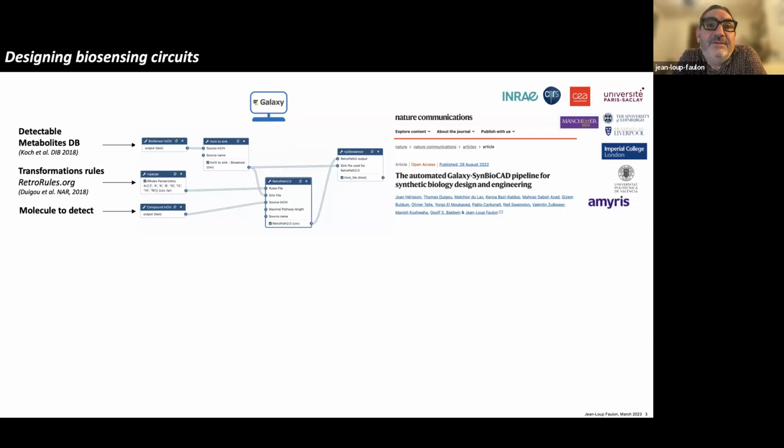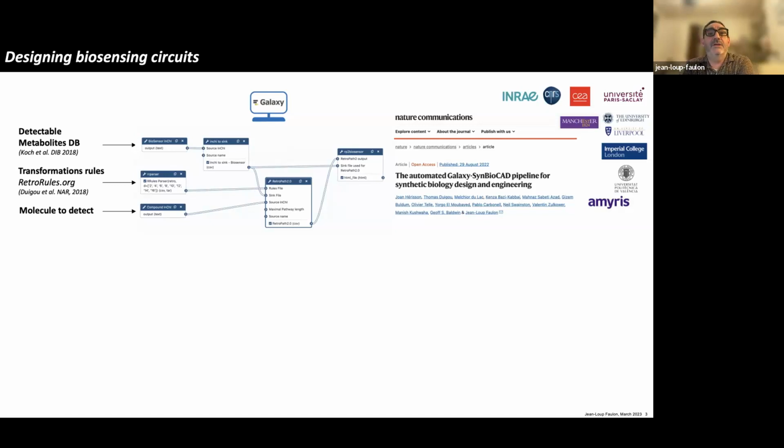And so the nice thing about Galaxy, it's maybe a little bit complicated to put in place, but once it's in place, every piece of software, or it can also be automated protocols and things like that, are in little boxes, okay? And as a user, you just have to chain the boxes together in order to create workflows. So what you see here is a workflow to perform biosensor design and engineering.